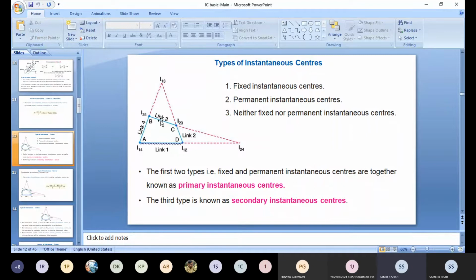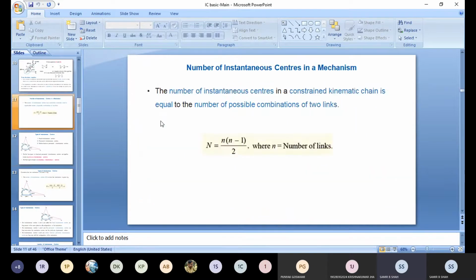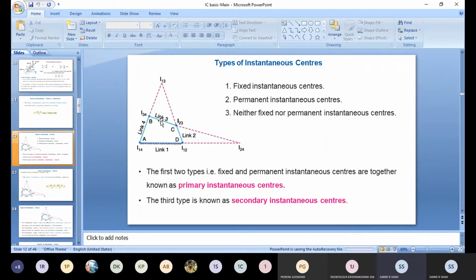Now I want to identify the centers. Based on the equation, there are 6 centers. We may be a little confused that if there are 4 links and 6 centers, then how are they allocated? So you just remember and see it here.